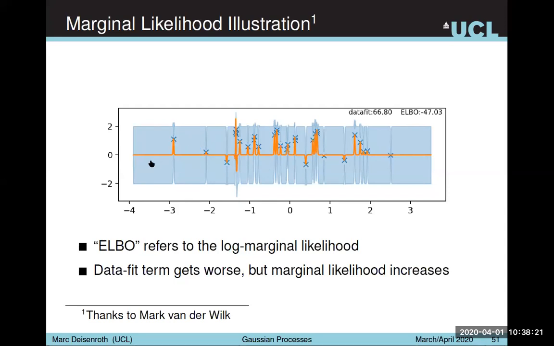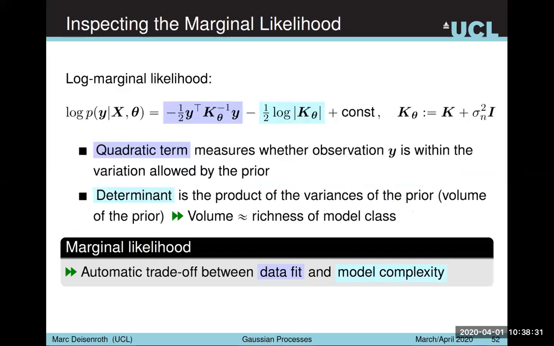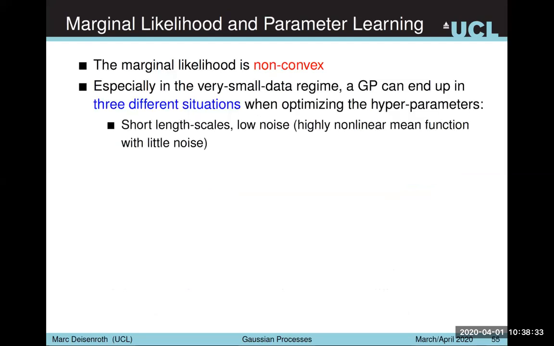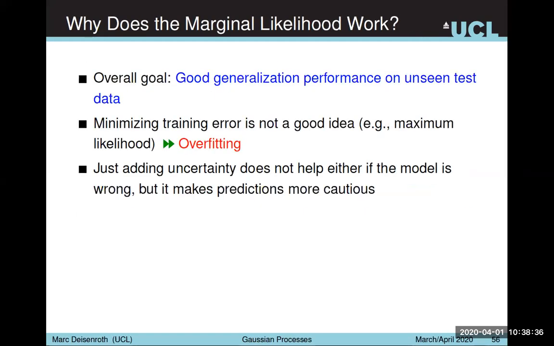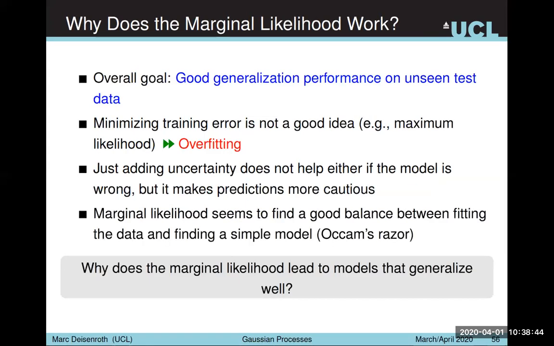But if we make a prediction, let's say at minus 3.5 or even minus 3, we would just say, I have no idea what's going on. So adding uncertainty by itself doesn't really help if the model is completely wrong. But what it does is make our predictions more cautious by saying, well, I don't actually know what's happening. That is what adding uncertainty does. And the marginal likelihood seems to find a relatively good balance between fitting the data and finding a simple model. Therefore, it is a practical implementation of Occam's razor.